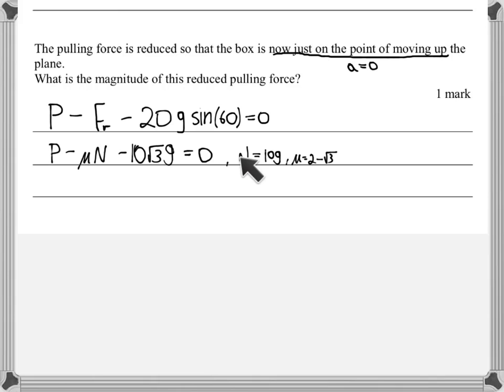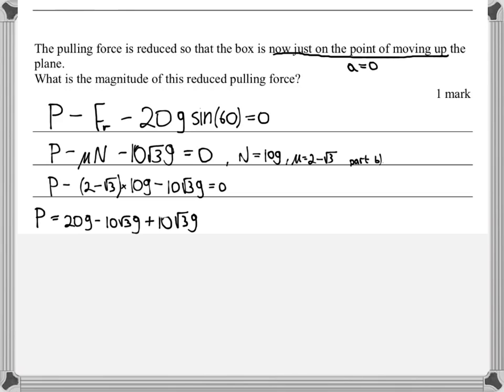That's from part A of the question. And mu, from also the previous question, is 2 minus root 3. So we've got to use that information again in this part. Substitute them in. There we go. And let's simplify by expanding and transposing 4p. Okay, which gives you 20g, which is 196 newtons. There you go.